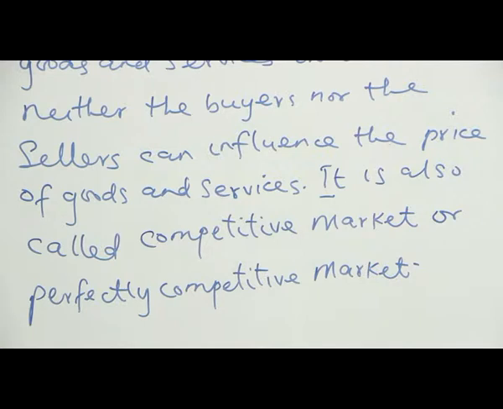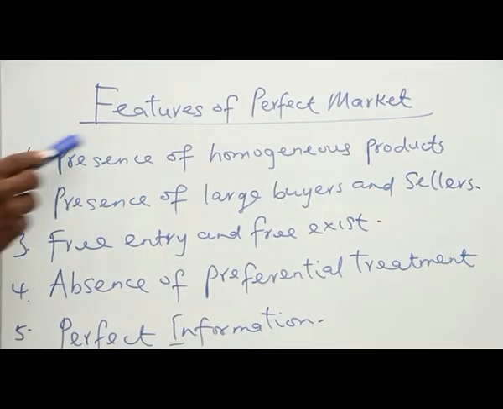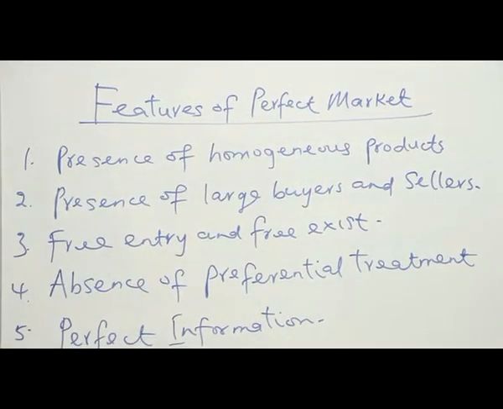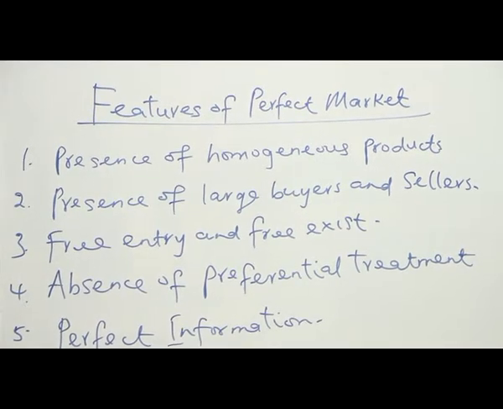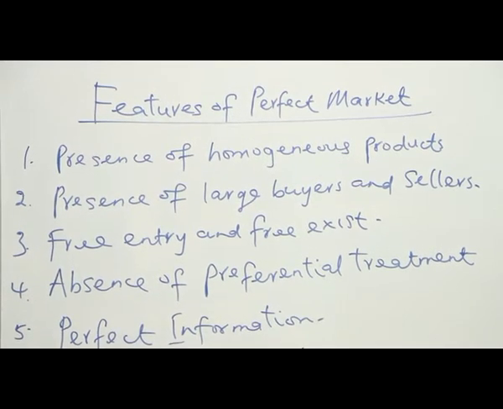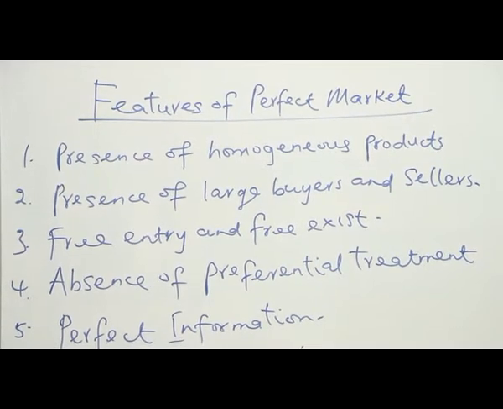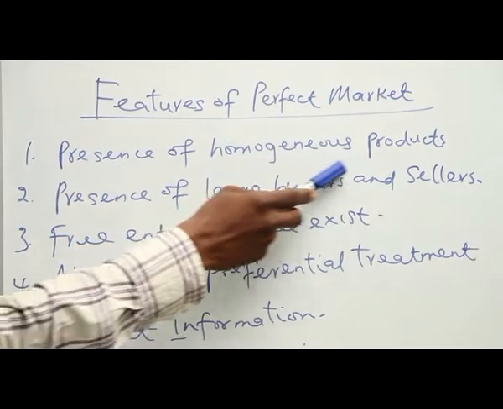Now, for us to say a market is a perfect market, we need to understand the features that we need in order to know that, okay, this market is perfect or not. Because in this market, we said either seller or buyer cannot influence the price of the commodity. So what are the features? What are the conditions that the market must meet before we can say it is a perfect market? Features of perfect market. That is, the conditions that the market must meet before we can call it a perfect market or competitive market. The first condition: presence of homogeneous products.